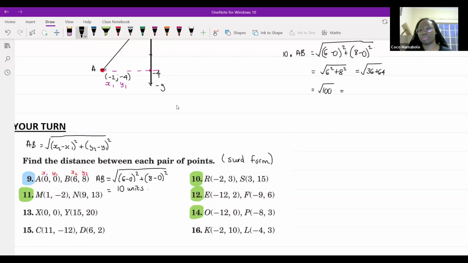Ma'am, were we supposed to leave it in surd form? Yes, in surd form, but only if the answer comes in surd form. So if we have no choice. But we do know what the square root of 100 is. It's a perfect square, right? So the answer is just 10. That's all we needed, 10 units.